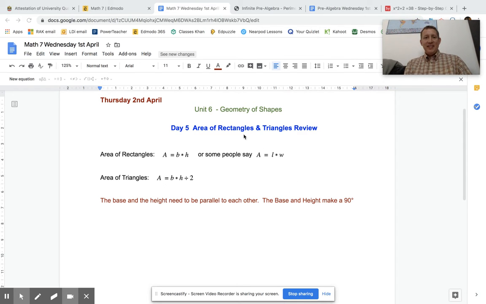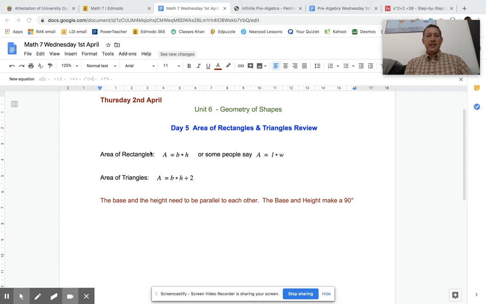Happy Thursday. Today we're going to talk about the geometry of shapes. It's Thursday, April 2nd. Today specifically, we're going to remind ourselves how to find the area of rectangles and triangles. Now I know you've had this before. You've had it at least in 6th grade. I'm pretty sure you've had it in 5th grade as well, and 4th grade.